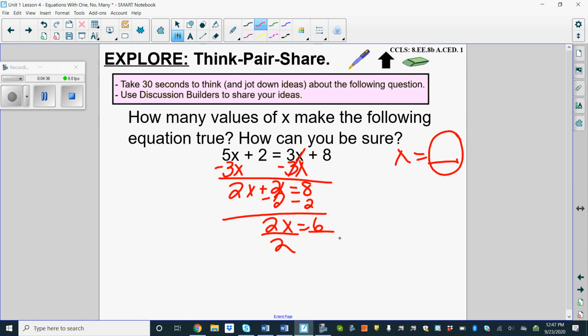And divide by 2. And we have x equals 3. So in this case, we were correct. This equation only has one solution. It is x equals 3. One and only solution.